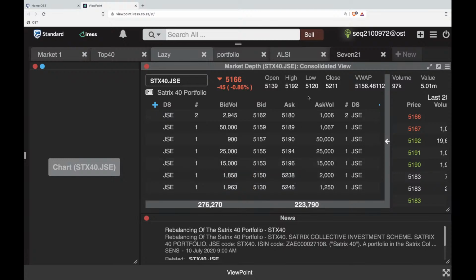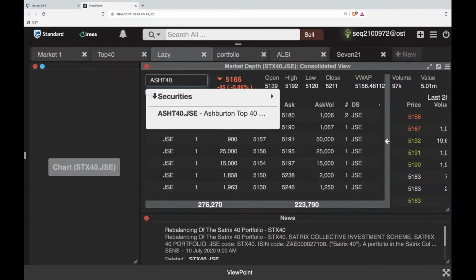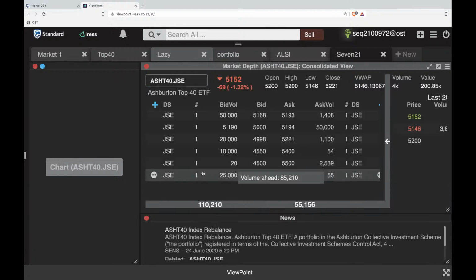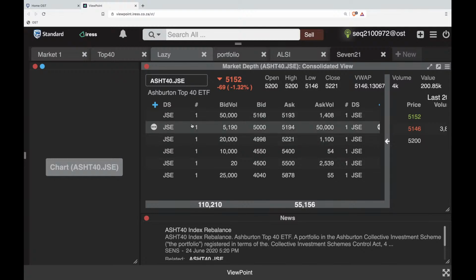But you go look at Satrix 40, now there are a couple of different ETFs in the top 40 space. There's Ash 40, and there they are at 50,000 and 50,000. Their spread is slightly tighter. Their spread is 26 cents instead of the 30 from Satrix. Now, truthfully, Satrix has higher liquidity, so you're going to get more people inside your spread, and therefore you might get a better deal. But if you're looking at less liquid ETFs and everything else is broadly the same, check those spreads. See which has the narrower spread. And truthfully, trade the one with the narrower spread.